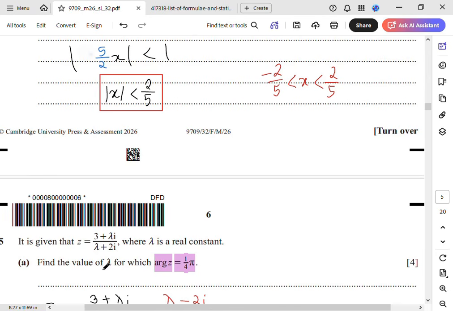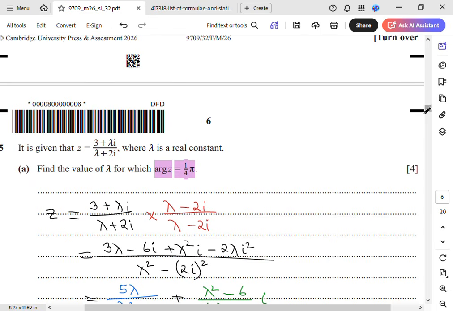To find the argument, I have to find the real part and the imaginary part of this complex number. So I'm going to multiply both the numerator and denominator by the conjugate of lambda plus 2i, which is lambda minus 2i. So 3 times lambda is 3 lambda, 3 times minus 2i is minus 6i, lambda i times lambda is lambda squared i, and then lambda i times minus 2i is minus 2 lambda i squared, right?